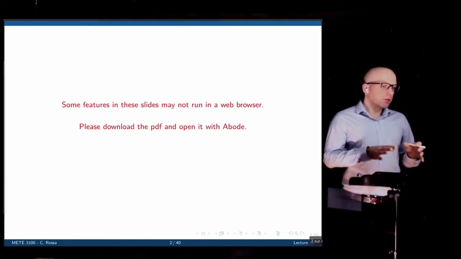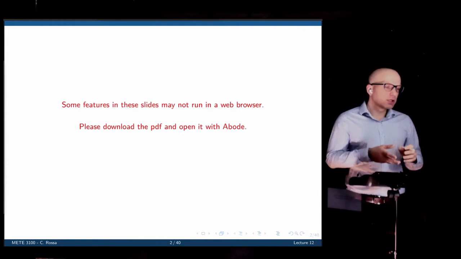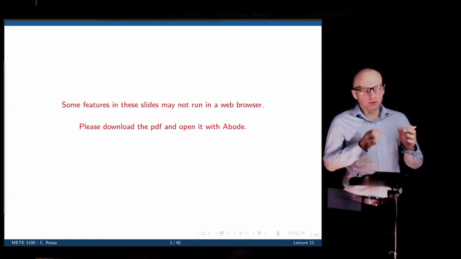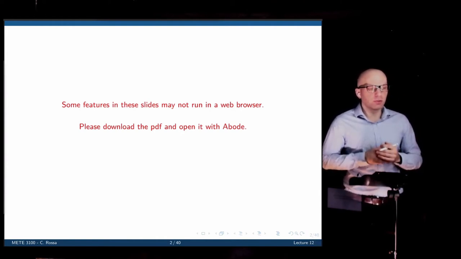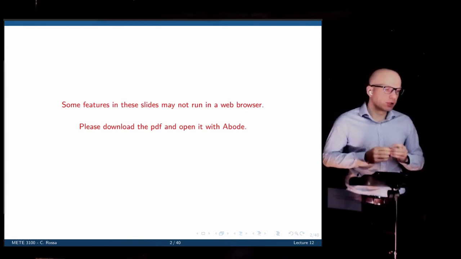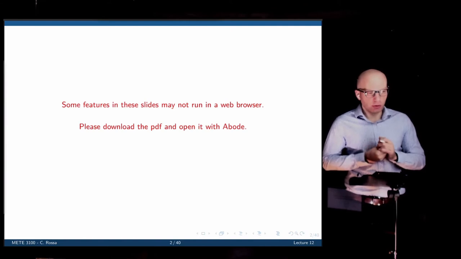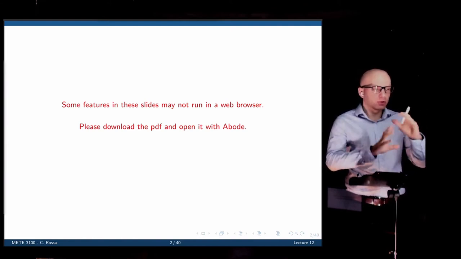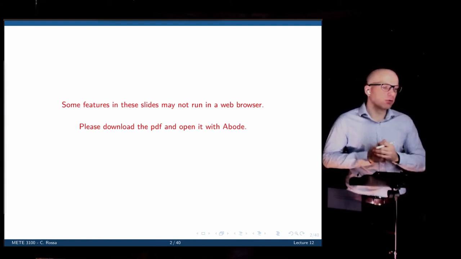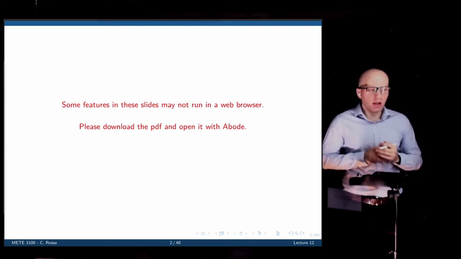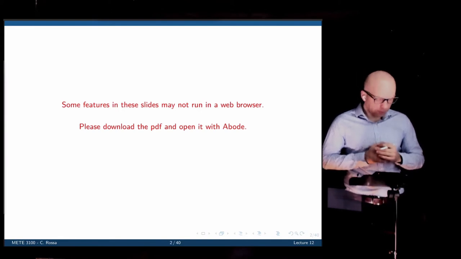This lecture has some animations in it in LaTeX. So if you want to see them, I recommend that you download the PDF and open it with Adobe. With any other software, it is likely that this is not going to work. So to see the motors rotating, please open it with Adobe. I don't know what it used to annotate the lecture notes, but it's very likely that that software will not work.